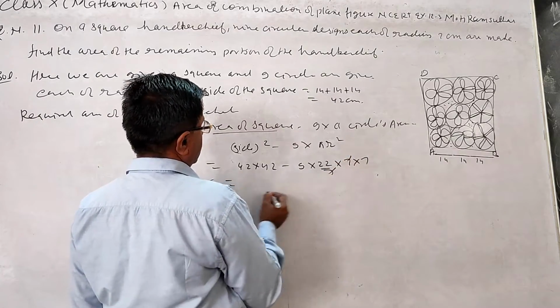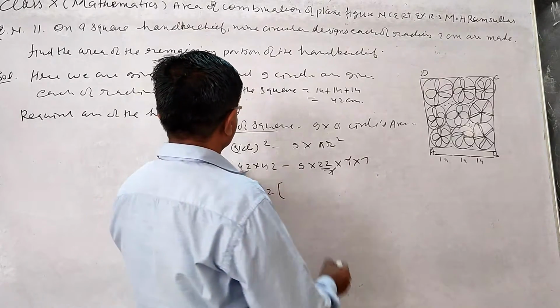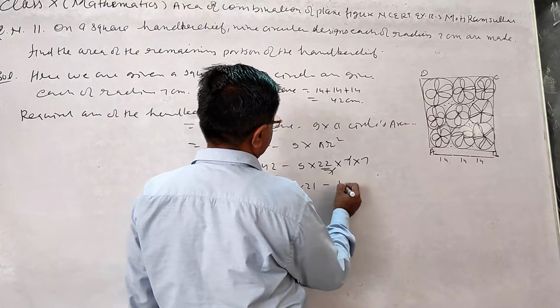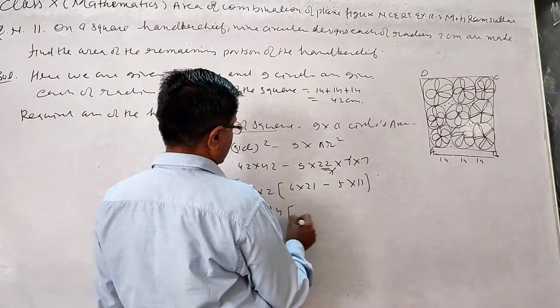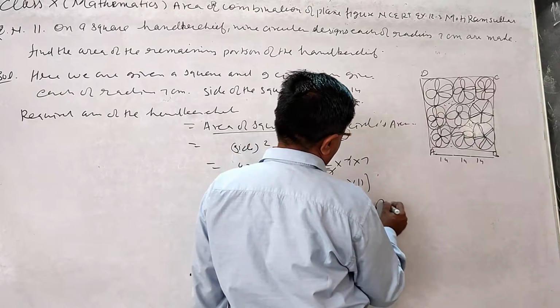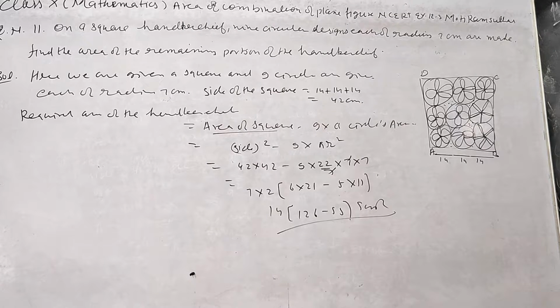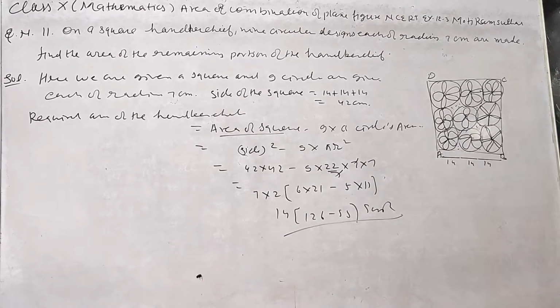So this 7 is cancelled. You may take 7 common and 2 common. Right? So this is 7 and 6, then 2, 21, minus 5 into 11. So 14 into 6, 12, minus 55. So you simplify this, you get the easy answer. In this way you can find the area of the remaining portion of the handkerchief.